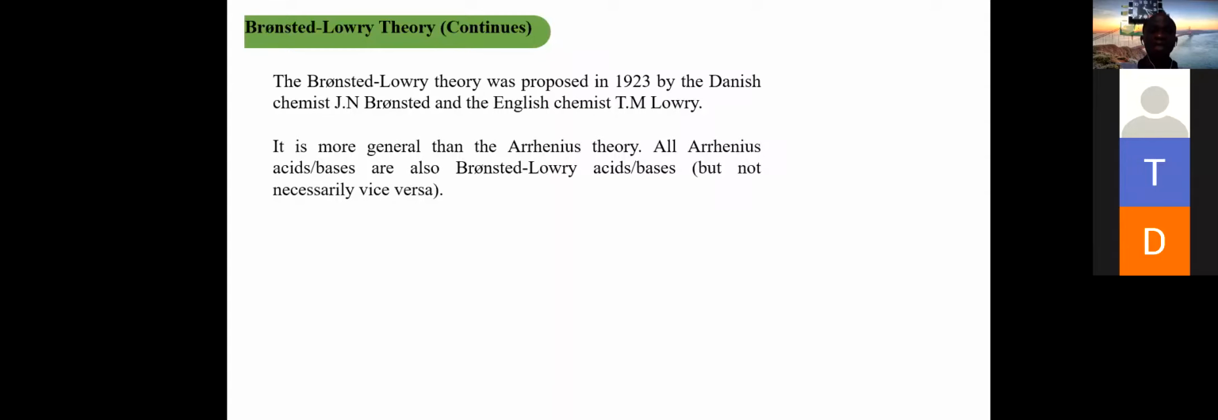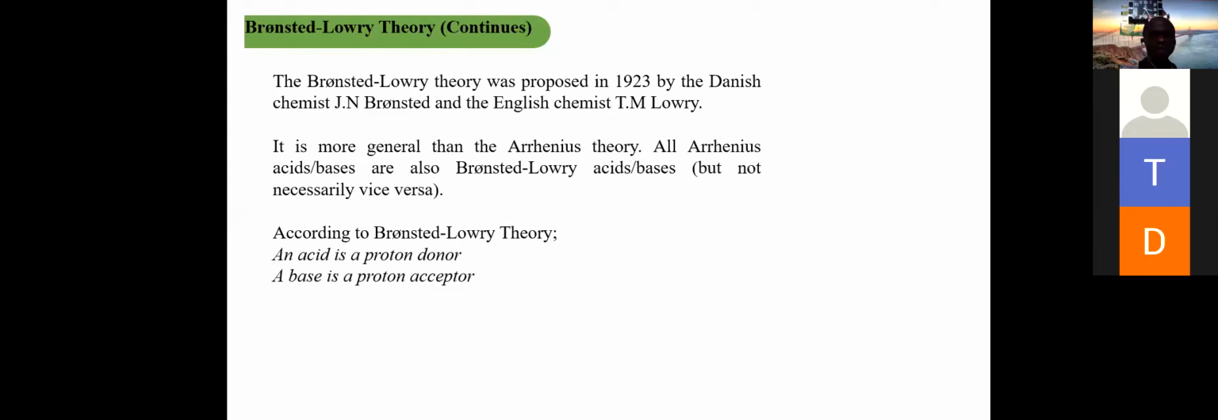Okay, this is again another repetition of the first slide. We just saw T.M. Lowry and then J.N. Bronsted, Johannes Nicolaus Bronsted, briefly J.N. What did they say? This is the definition. According to Bronsted-Lowry theory, an acid is a proton donor. It's as simple as that. That's the definition of an acid. A base is a proton acceptor.